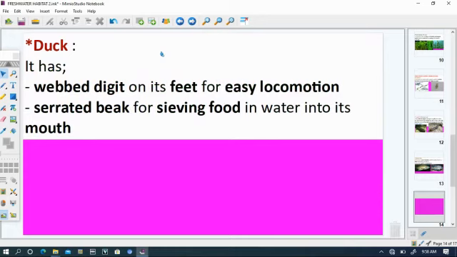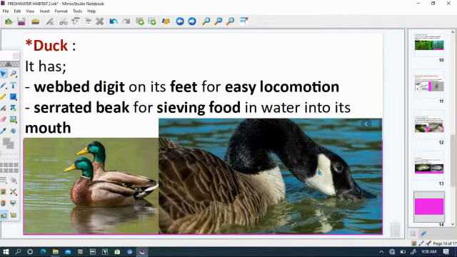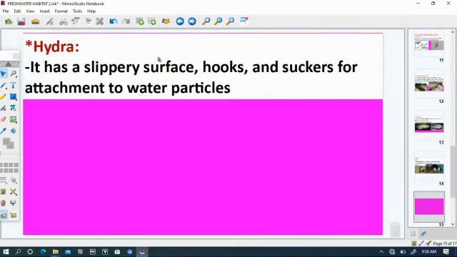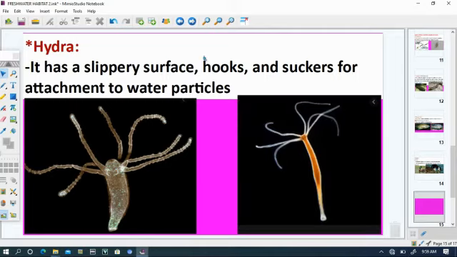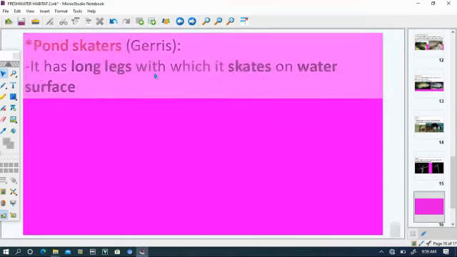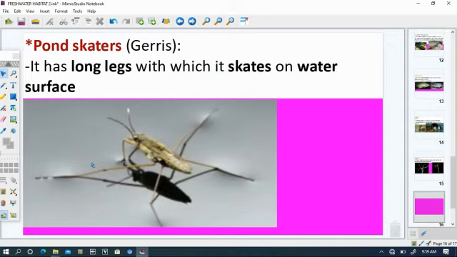Duck. Duck possess webbed digits on its feet for easy locomotion in water. It also possesses a serrated beak for sieving food in water into its mouth. Hydra. Hydra has a slippery surface, hooks and suckers for attachment to water particles. Pond skaters. Pond skaters have long legs with which they skate on the water surface.